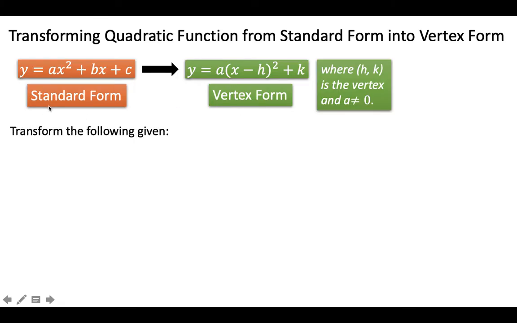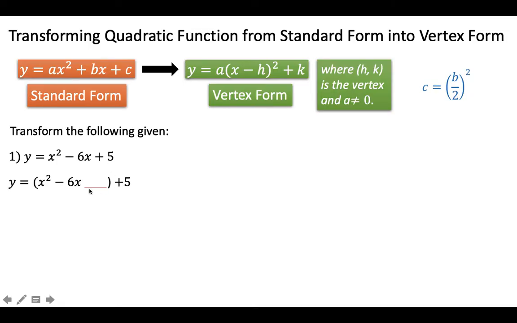Okay, so how do we transform a standard form into vertex form? Completing the square plays an important role in this process, so we need this formula. Okay, so y is equal to x squared minus 6x plus 5. Since it is in standard form, how are we going to transform this into vertex form? The first step is we will isolate the third term, or the constant.